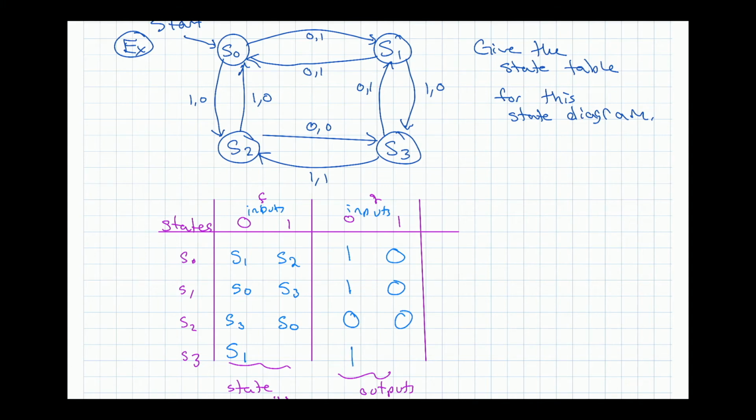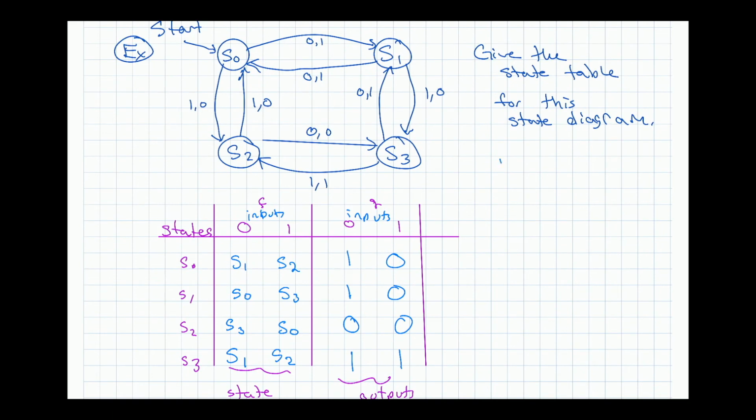And then for the last one, we got S3 to S2. It's there. And that was if the input was 1. So I drew it in the right place, and the output is also 1. So we have that. Okay, and so that's our table.